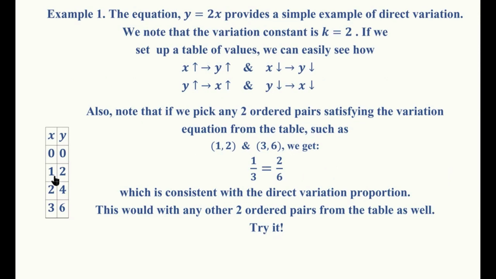So in other words, the ratio of any two x values is the same as the ratio of the corresponding y values. Now, you can try this with any other two ordered pairs from the table as well, or any two other values that satisfy the relationship y equals 2x, and you'll see it's true. Go ahead and pause the video and try it.